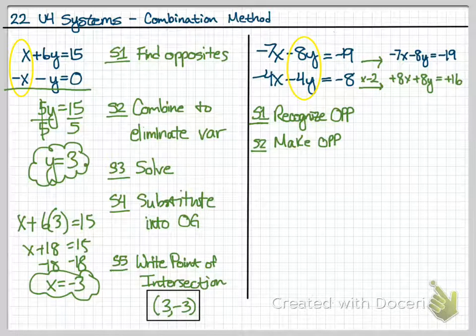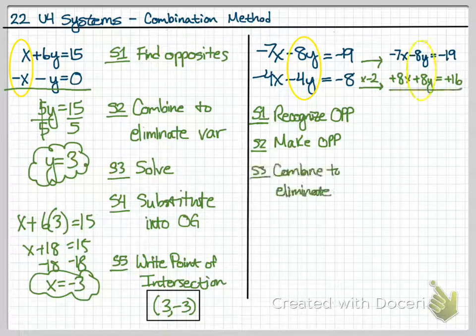It'll become, instead of negative 4x minus 4y equals negative 8, we now have positive 8x, and we have positive 8y, and we have 16. So you manipulated that to now have opposites right there. So step 3, we combine to eliminate.